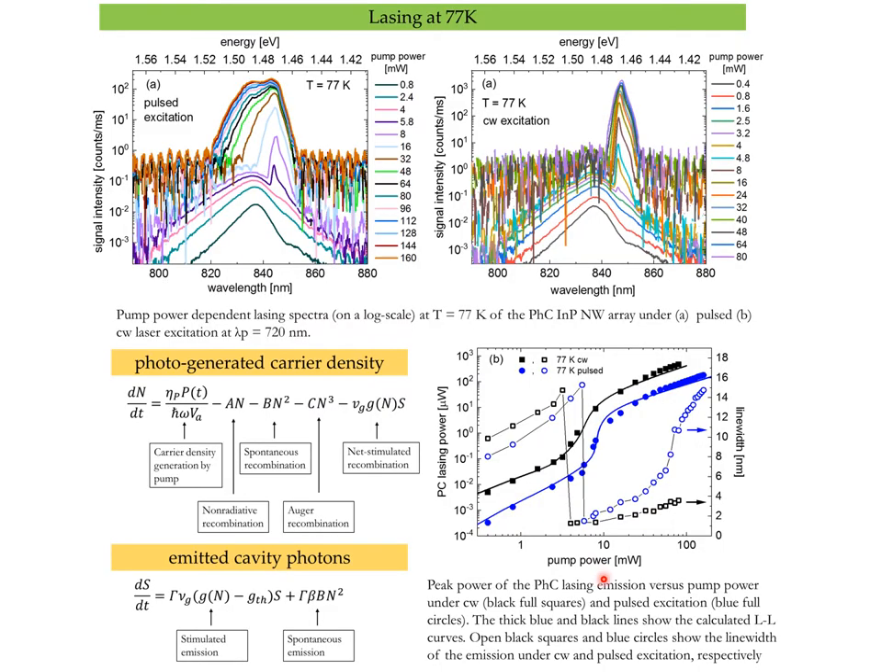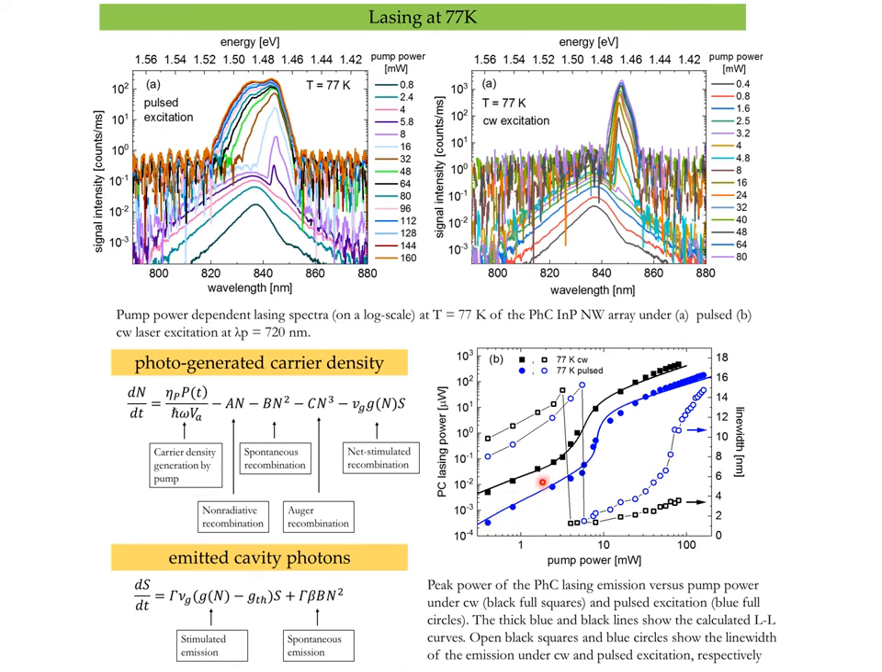Pulsed and CW excitation at 77 K reveal lasing at a threshold pump fluence of 11 microjoules per square centimeter, with output powers reaching 180 and 470 microwatt respectively. The broad lasing by the pulse laser is due to the slow Bloch mode at higher frequencies.